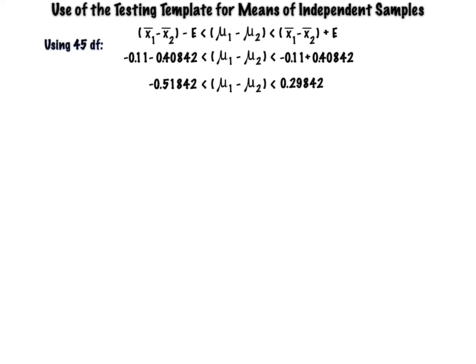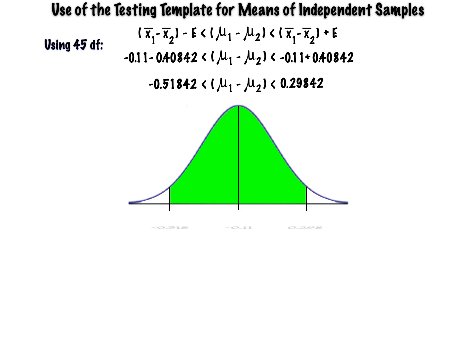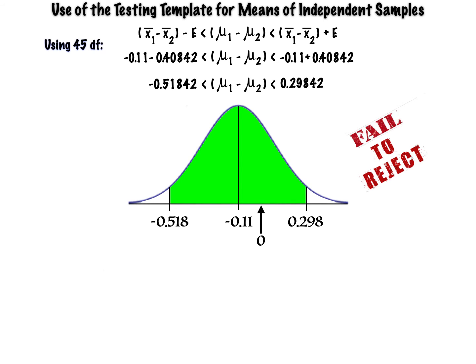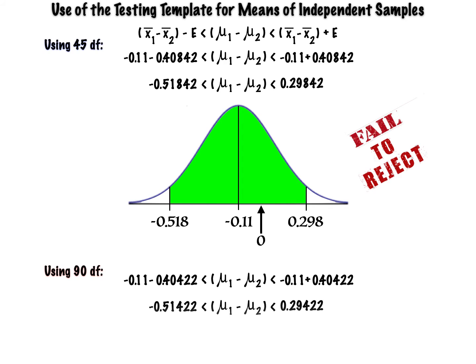0.51842 to positive 0.29842. Since this interval includes 0, we cannot conclude that the difference in means is not 0, so we must fail to reject the null based on this interval. For 90 degrees of freedom, the interval also includes 0.